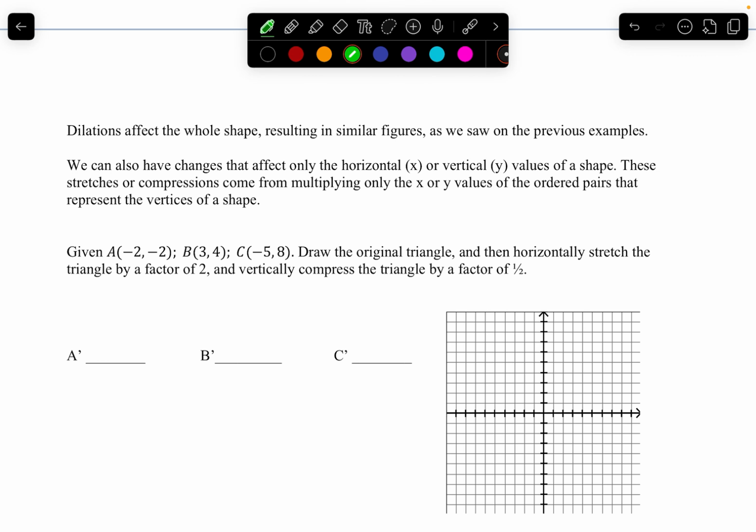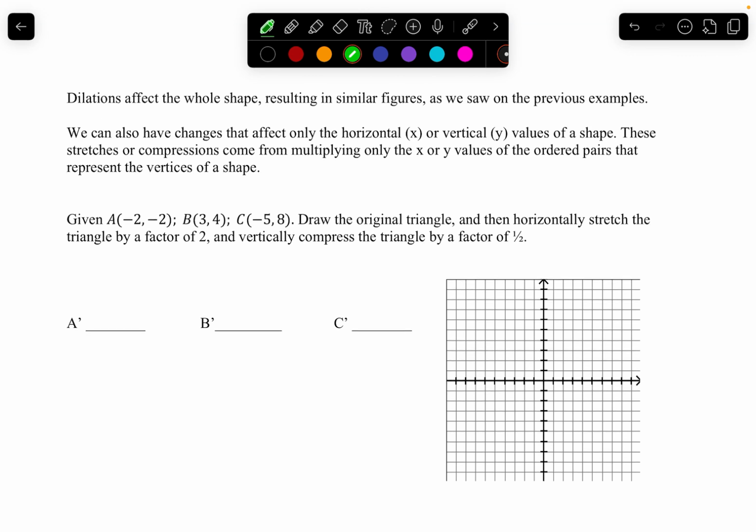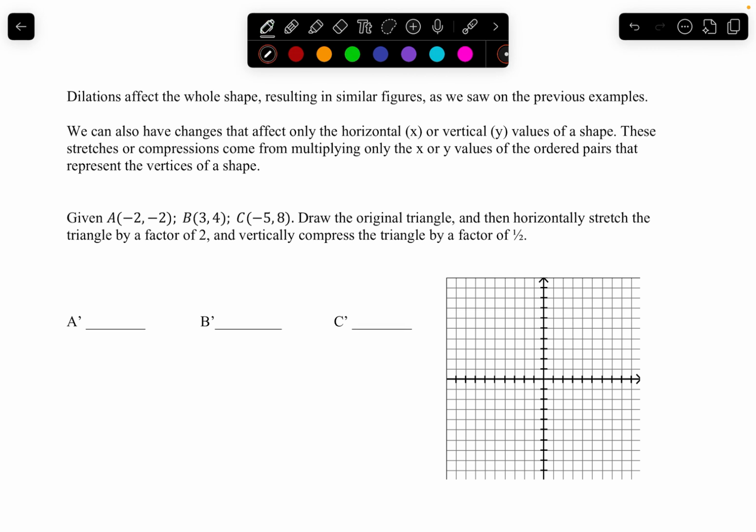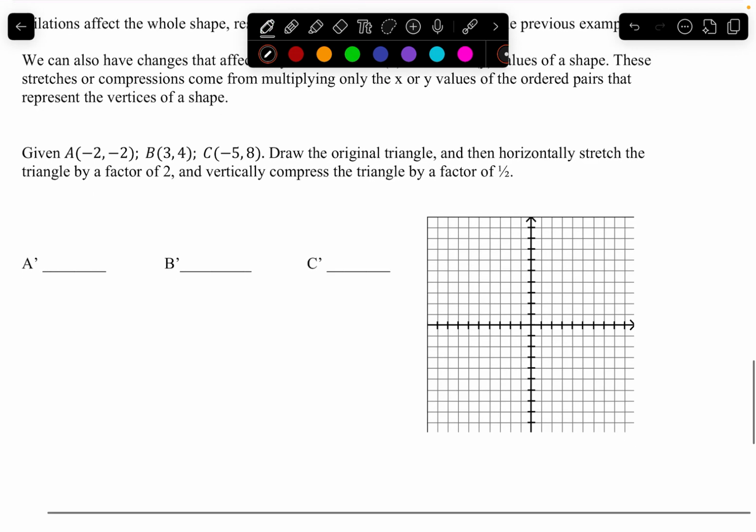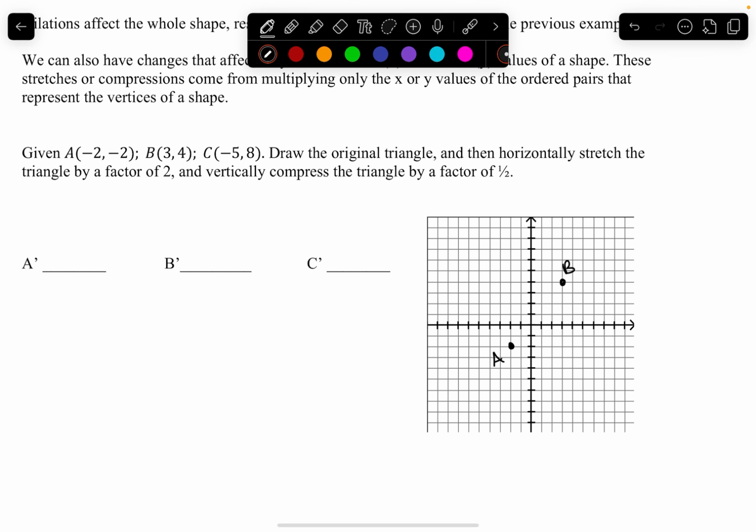So we are given 3 coordinates. I'm going to go ahead and graph those first. Negative 2, negative 2 is A. B is at 1, 2, 3, 1, 2, 3, 4. And then C is at negative 5, 1, 2, 3, 4, 5, 1, 2, 3, 4, 5, 6, 7, 8. Here is C. Here is my beautiful triangle.